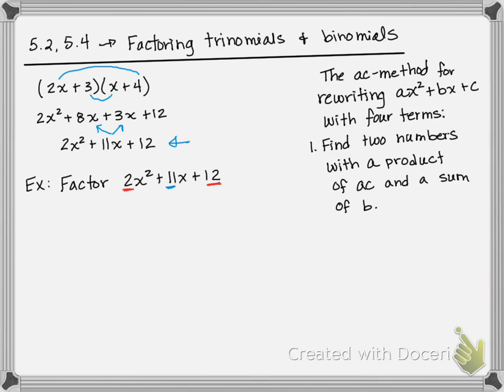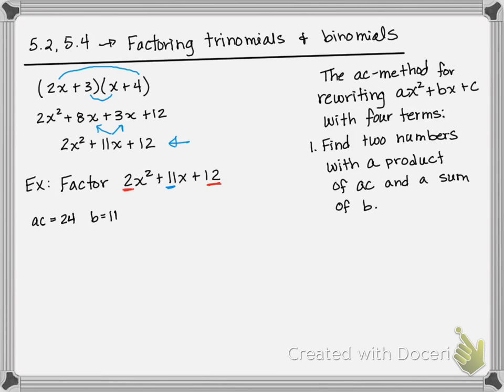There's a finite number of pairs of factors for the number 24. So my AC is 24. My B is 11. Does everybody see where I got those? A is the coefficient of x squared, B is the coefficient of x, and C is the constant term. So AC is 2 times 12, which gives me 24. And B is 11, the coefficient of x.